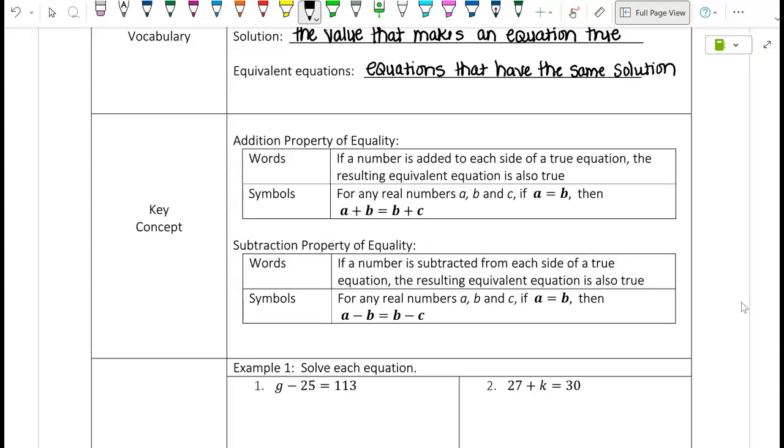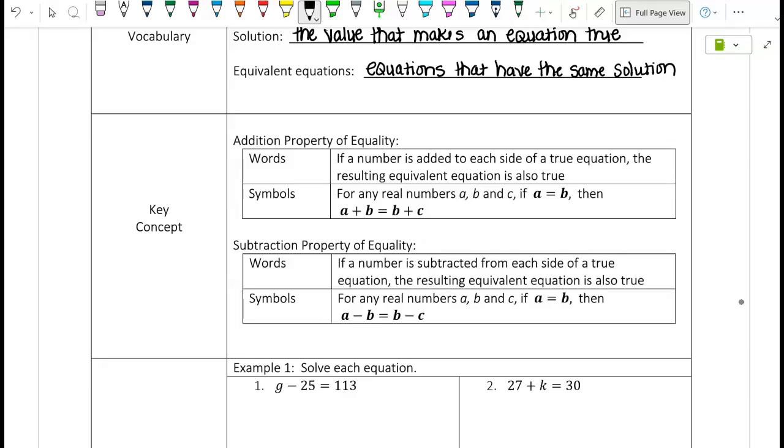And both of these are very similar because these operations are very similar. If a number is added to each side of a true equation, the resulting equivalent equation is also true. So we can add the same thing to each side without changing the meaning. Same thing for the subtraction property of equality. If a number is subtracted from each side of a true equation, the resulting equivalent equation is also true, so we can subtract the same thing.